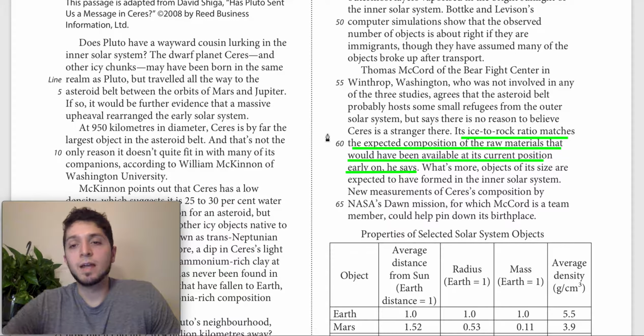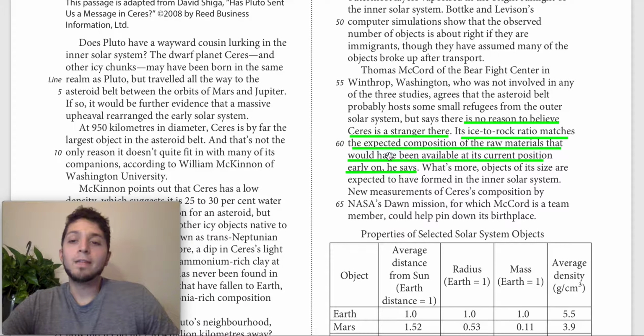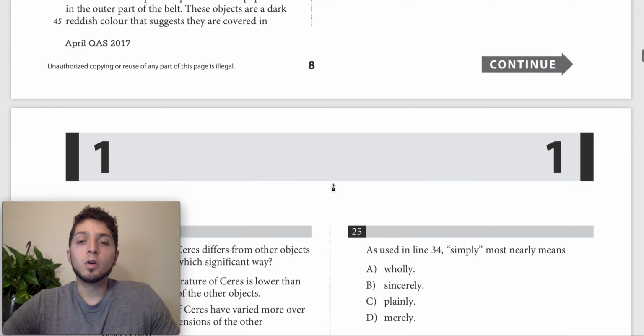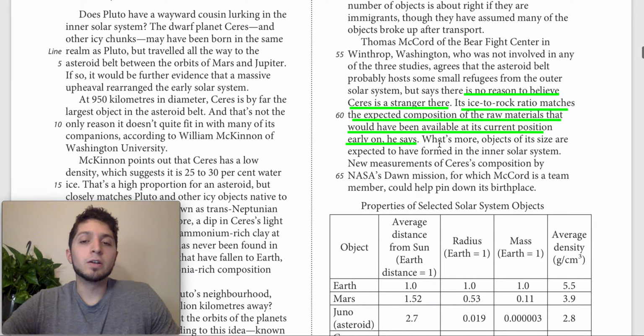Whereas what this scientist is saying is, I think there's no reason to believe Ceres is a stranger there. And what he's saying is its ice to rock ratio matches the expected composition of the raw materials that would have been available at its current position early on, he says. So he's basically saying that the ice to rock ratio and the expected composition, so basically the actual materials that make up Ceres, it makes sense to say that it actually formed within the asteroid belt, not that it migrated from the outer solar system. So we're looking for raw materials, right? So basically the expected composition of the raw materials, the foundational materials, and let's see.